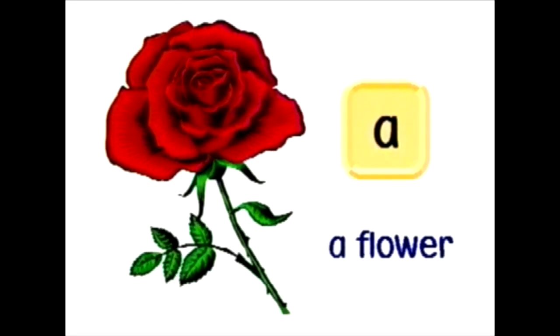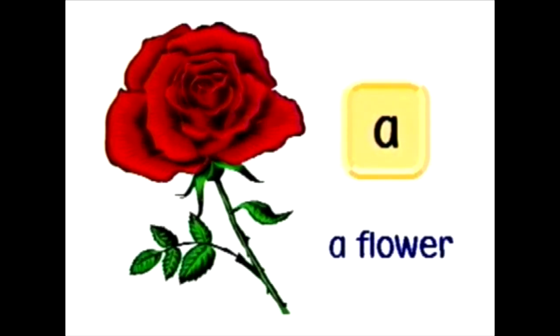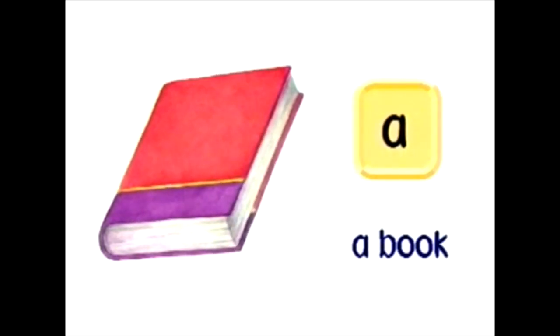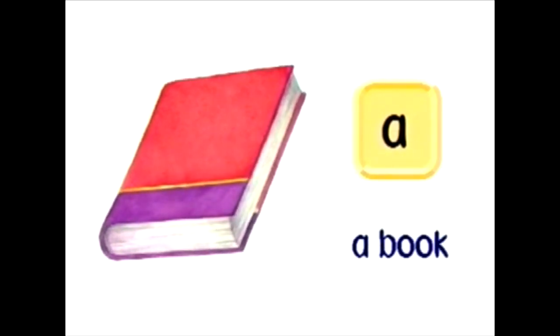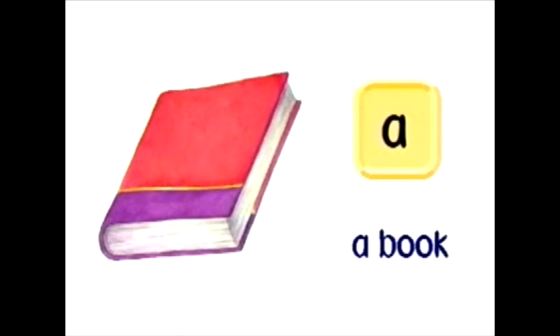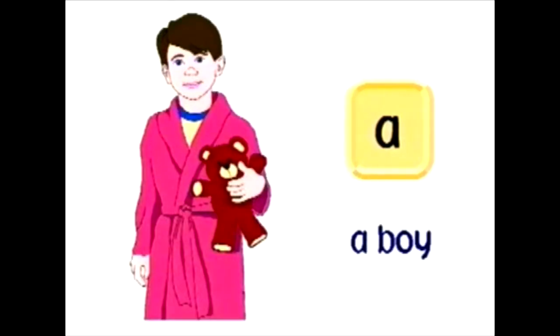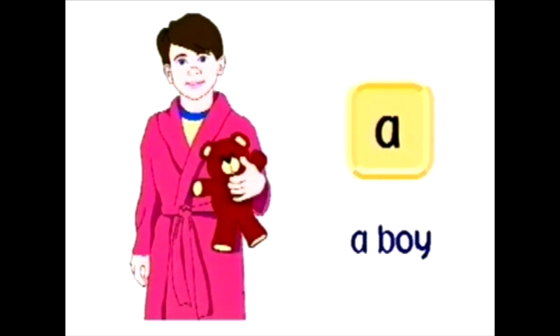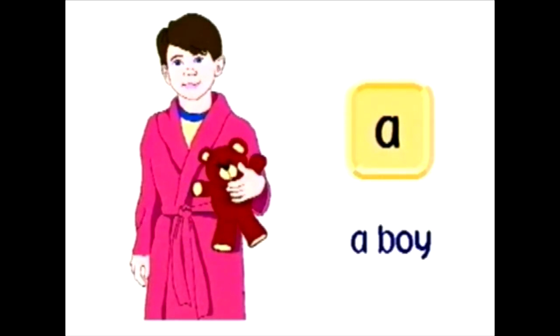A refers to any single person, place, or thing. A flower, a kite, a book, a boy, a woman.